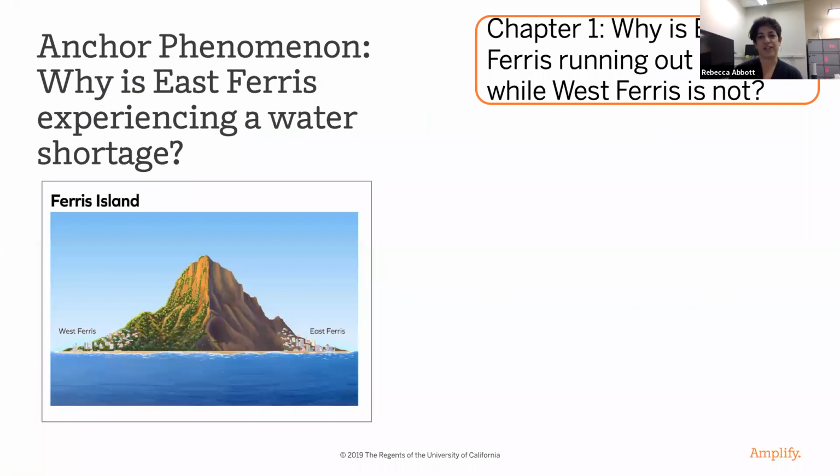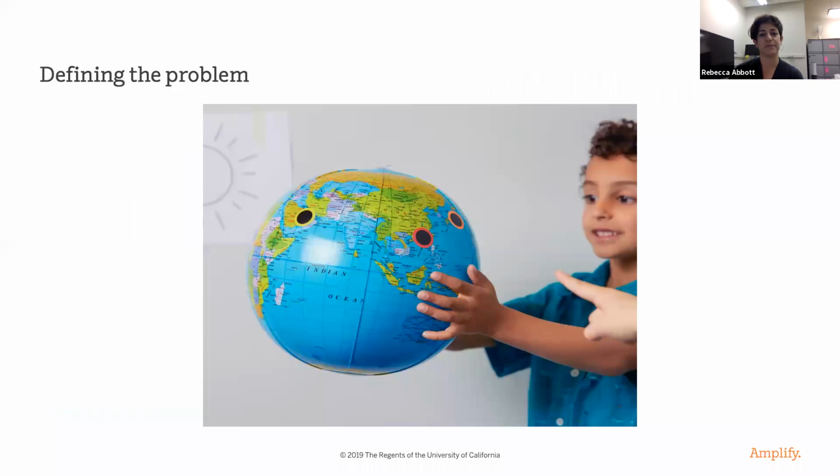So the chapter 1 question focuses students on further defining the problem. Those of you savvy with NGSS know that this is part of science and engineering practice number 1, asking questions and defining problems. Namely, in this chapter, why is East Ferris running out of water? We have to figure this out. Why is this happening? What is the problem exactly? It's a pretty short little sequence. There are only 2 lessons dedicated to defining the problem, but I want to talk you through what students do in that short sequence. So what do we mean when they're defining the problem?